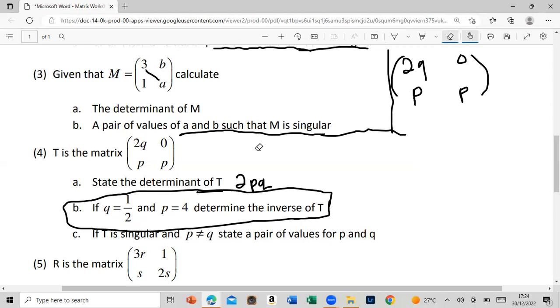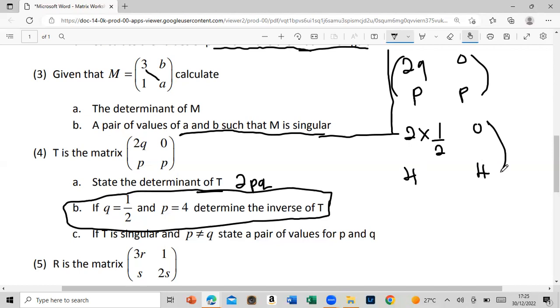So it says Q is equal to a half. They gave us the values, so I'm supposed to put the values, not the letters. So 2, they said Q is a half, so it's times a half. We still have the 0 here, that doesn't change. And P is equal to 4, so we're going to put 4 at this side and then another 4.